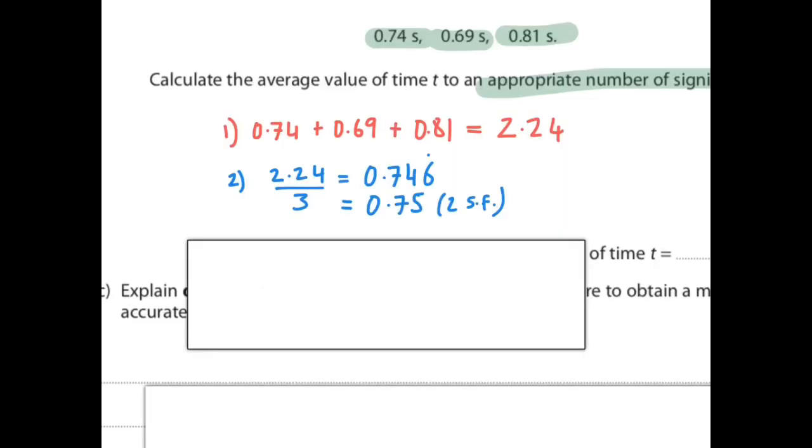So to work out an average, you add all the values together. None of these are anomalous. They're all fairly close to each other. Not one stands out from the other. If one did, you'd have to discount it. You add all of the valid numbers together.